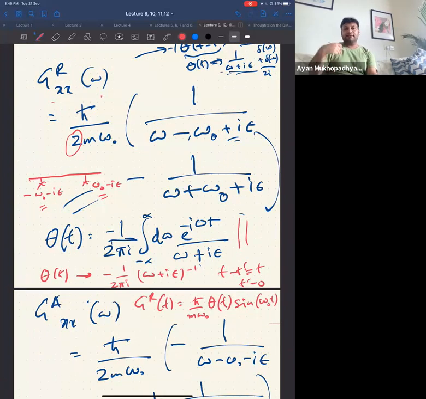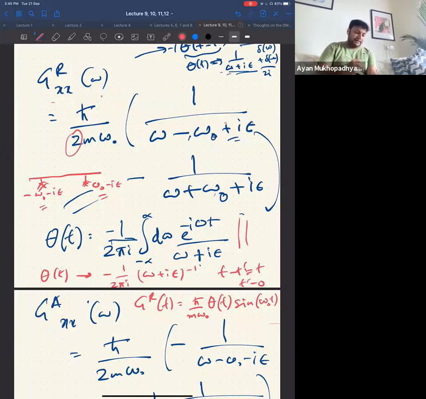Is this clear? For t greater than 0, to dampen the contribution from the circle at infinity, I close in the lower half plane; for t less than 0, I have to always close it in the upper half plane. And if I close it in the upper half plane, there are no poles, because there are only two poles, and both of them are in the lower half plane. So therefore, it will not contribute.